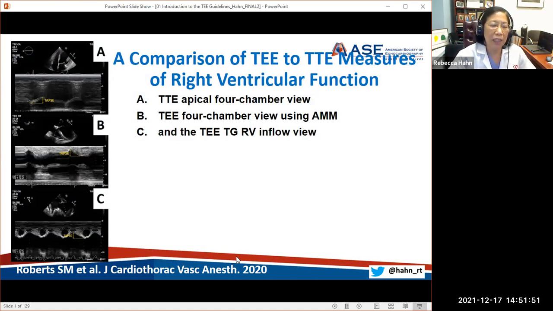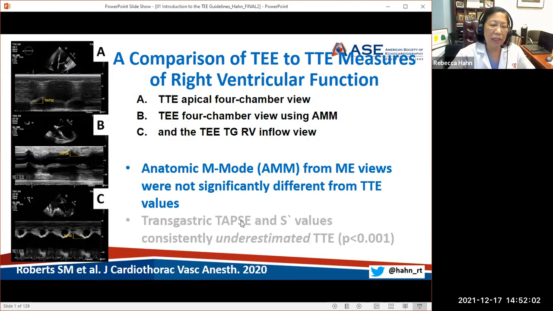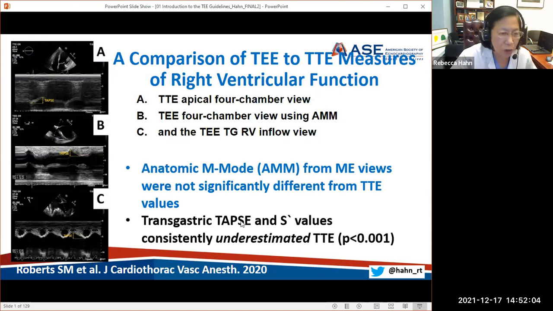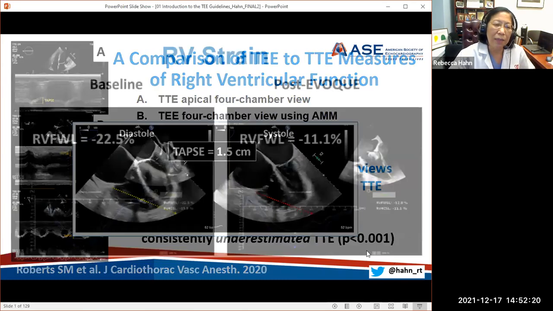To be able to do a TAPSE off of a transesophageal echo. And so this is the study that validated the anatomic M-mode. Obviously, I don't particularly like anatomic M-mode, and not all machines are going to give you anatomic M-mode. So what we like to do, which has been validated using transthoracic, but we believe is basically the same thing as anatomic M-mode, is to measure it on 2D. And so we're measuring diastolic and systolic TAPSE and getting an idea.